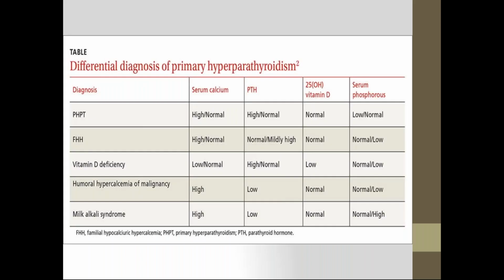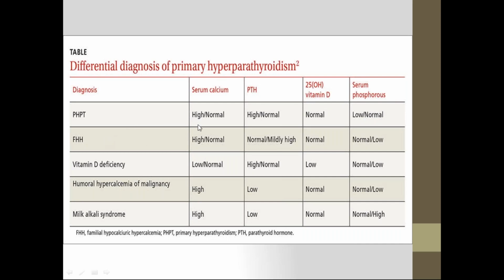So, differential diagnosis of primary hyperparathyroidism. These are all the main differential diagnoses. In primary hyperparathyroidism, serum calcium is high to normal, parathyroid hormone may be high to normal, vitamin D levels are normal, and serum phosphate level is low to normal. An increase in parathyroid hormone levels leads to absorption of calcium, or normalization of low levels of calcium, so normal or high levels of calcium will be present. Parathyroid hormone leads to excretion of phosphate through the kidney, so that leads to a low to normal level of phosphate.